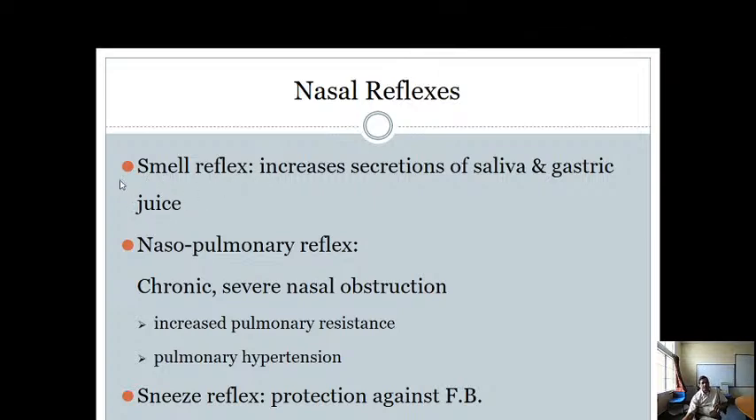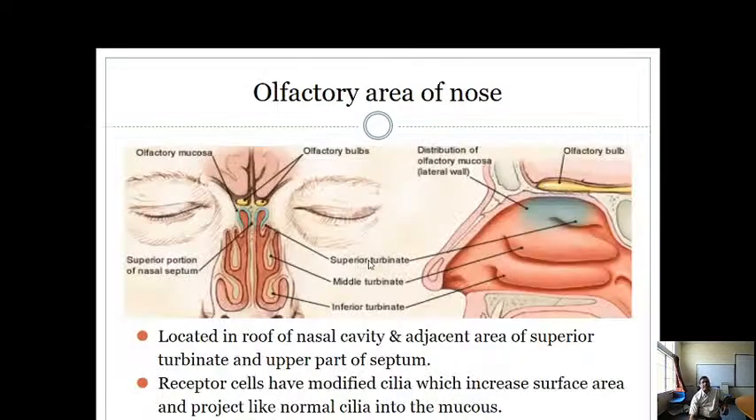And that is the positive aspect. The nasopulmonary reflex is another one which is described. Then we come to the olfactory function, that is, the sensation of smell.